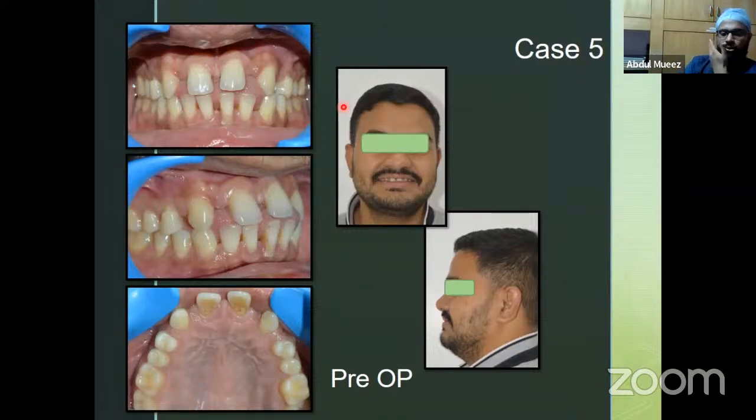So then we gave him an option of Invisalign. The patient accepted. Like, yes, I'll go for an Invisalign.